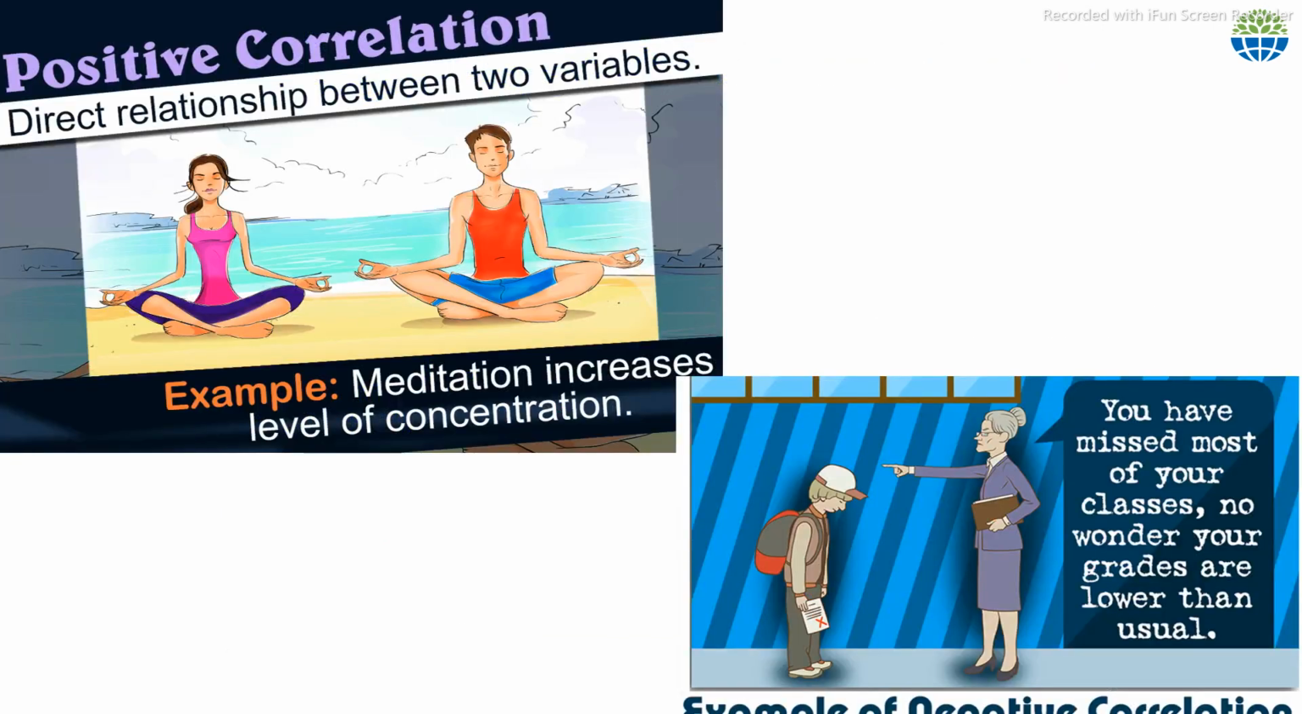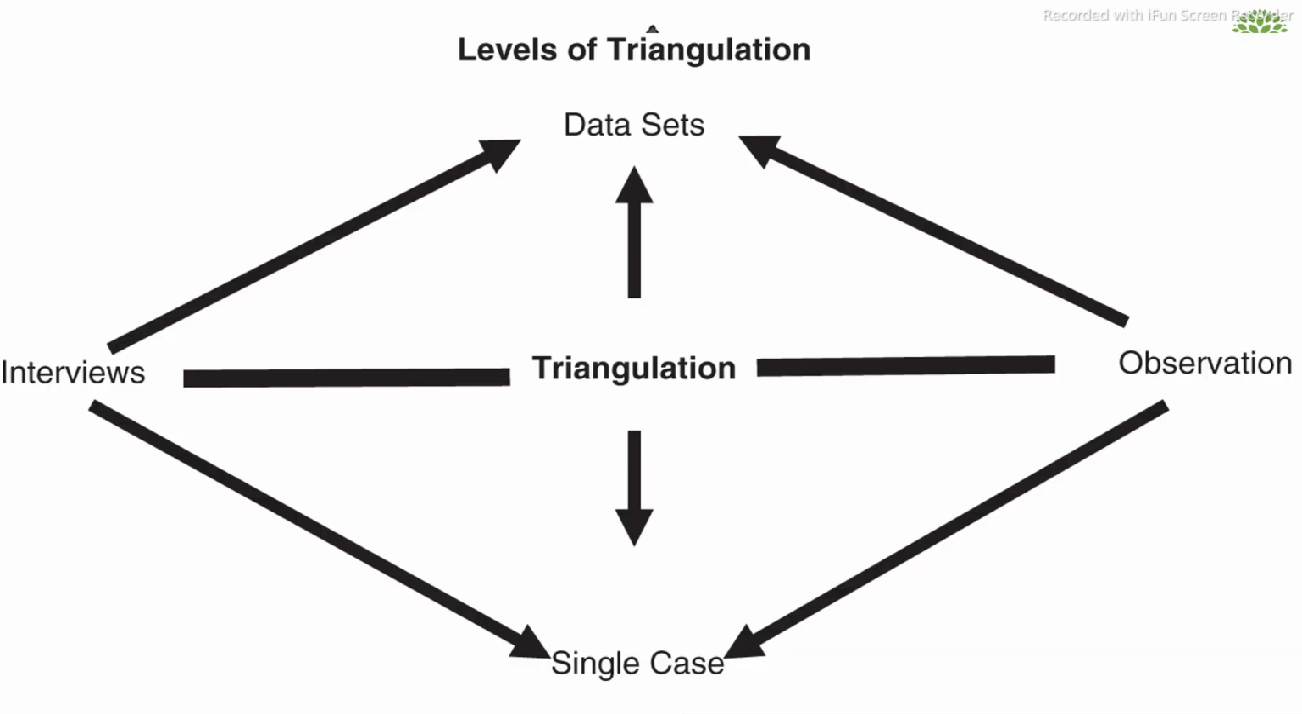So here you can take an example of positive correlation and also negative correlation. Positive correlation means meditation increases the level of concentration. And if you miss your class, that means your grade cannot be better in your class, right?